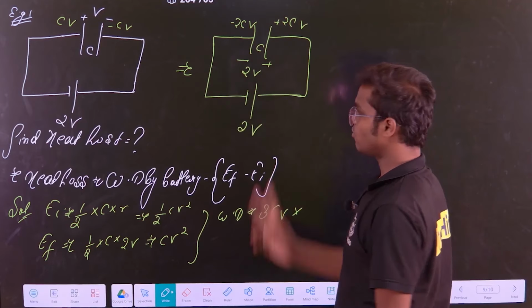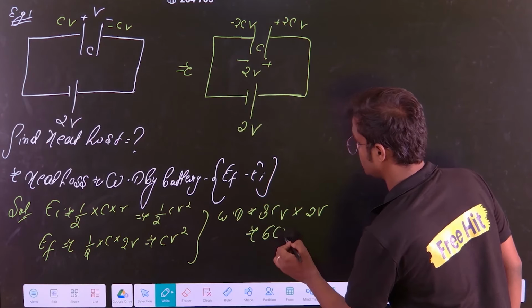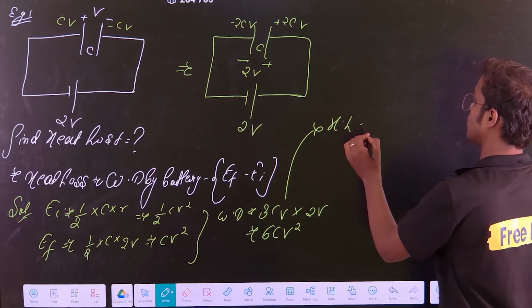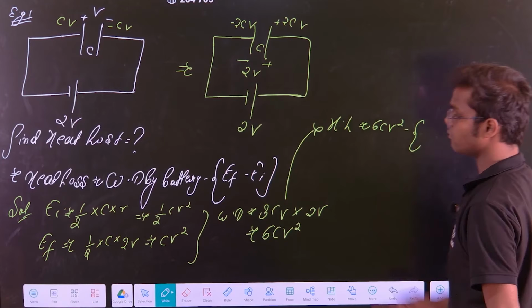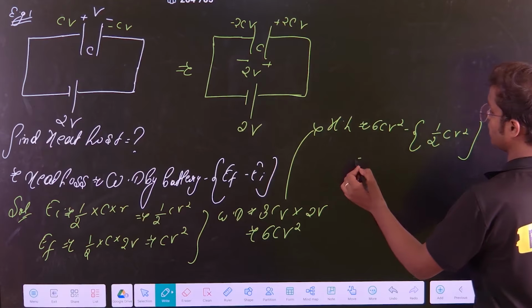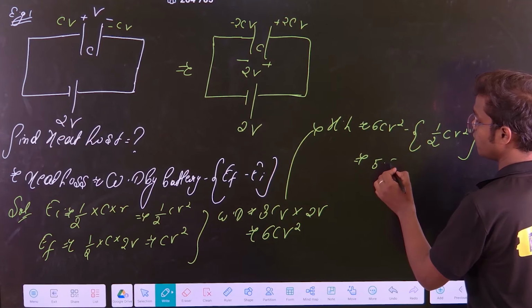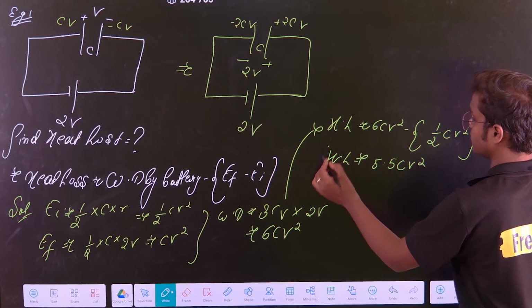correct? What is the potential? 2V. So it will become 6CV square. So what is the heat loss here? How much heat is lost? That is 6CV square minus, obviously final energy minus initial energy, that is half CV square. So if you subtract, how much you will get? 6 minus 0.5, that is 5.5CV square. That is the heat loss in this.